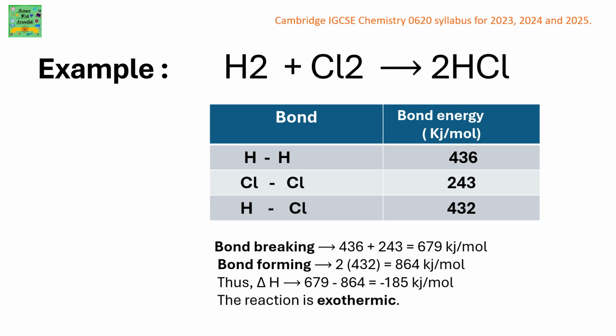Thus, the delta H, that's heat energy, is 679 minus 864. That is bond breaking minus bond forming. The formula was given in the previous slides, which gives minus 185 kilojoule per mole. Now, as you can see, the value is negative. That is why it's an exothermic reaction.